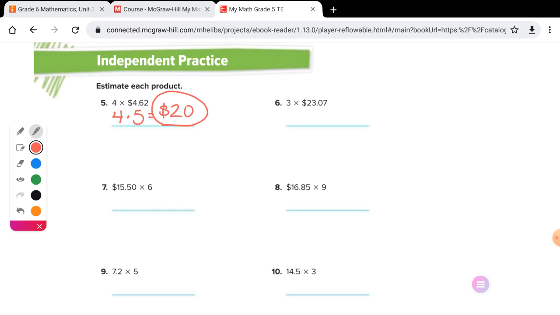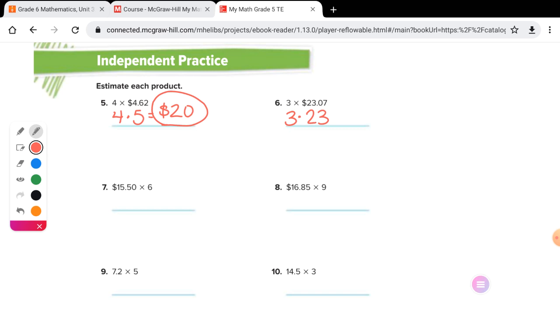Number 3, Sadie, what did you round it to? I rounded 23.07 to 23. Okay. And then I kept the 3 the same. And then I got 60. Okay, because then what did you do? Because I turned the 23 into 20. Okay, because 23 times 3 may not be mental math.